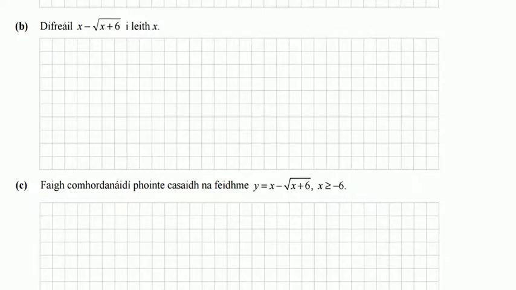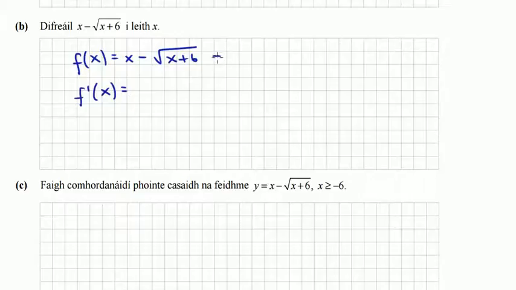So B, they want us to differentiate x minus the square root of x plus 6 in terms of x. So the function is x minus the square root of x plus 6. So if we want to differentiate, first thing I'm going to do before I differentiate it is just change the square root into a power so it's easier to differentiate. So just x plus 6 to the power of a half.